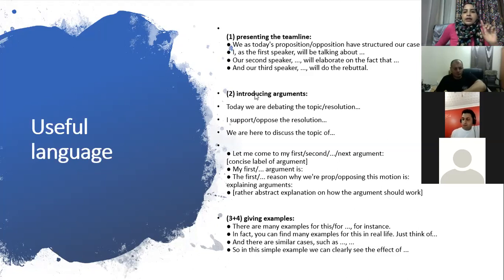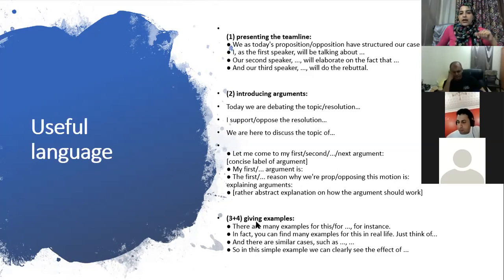Okay? How to introduce the argument? What is the phrase I should say? You could say, today we are debating the topic, or we're here to discuss the topic of, okay? Of male-dominated sector, for example. Or you can start your argument by saying, let me come to my first argument. My first argument is, the first reason why we are with or against is this.